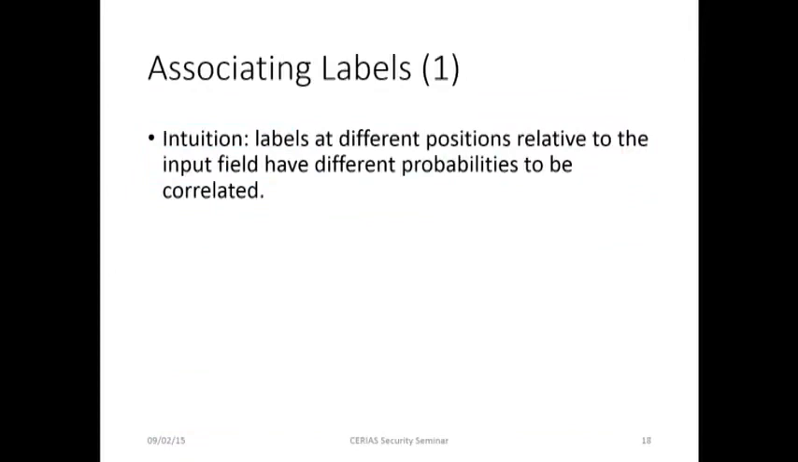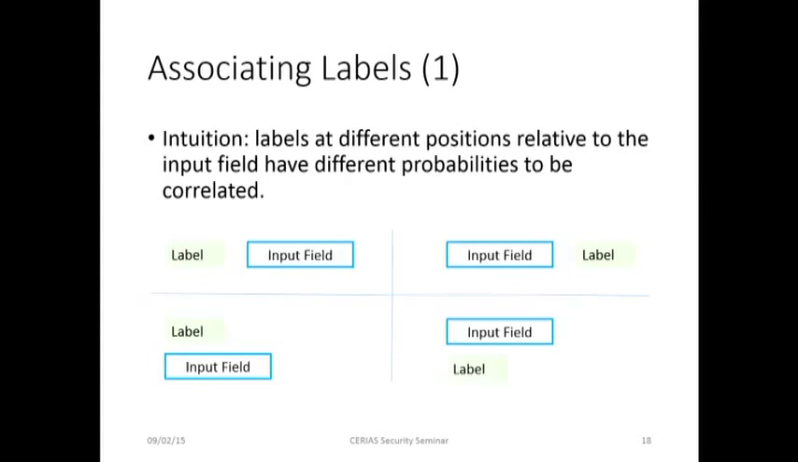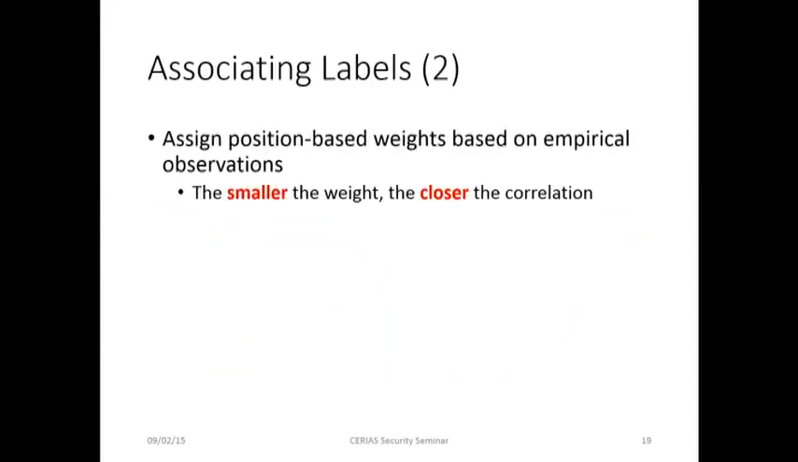An intuition is that the labels at different positions relative to the input field have different probabilities to be correlated. Here are some examples. The labels can be at the left of or at the right of the input field. It can also be above or below the input field. Then we can assign position-based weights to the labels at different positions, and the smaller the weight, the closer the correlation.